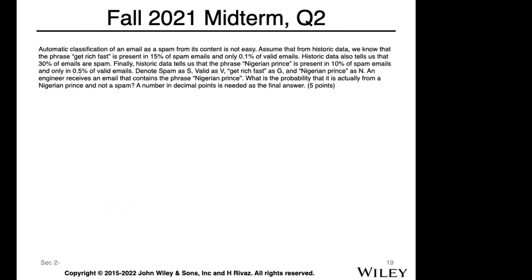Okay, so automatic classification of an email as spam from its content is not easy. Assume that from historic data, we know that the phrase "get rich fast" is present in 15% of spams.